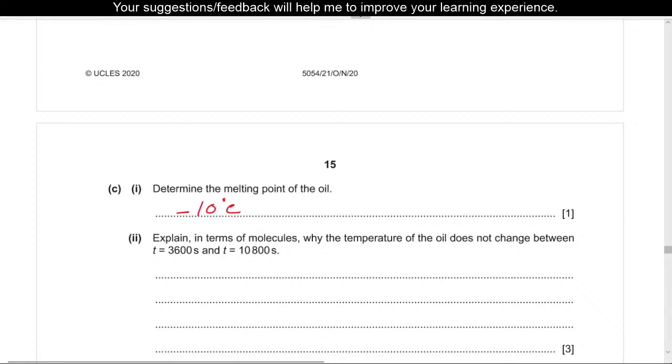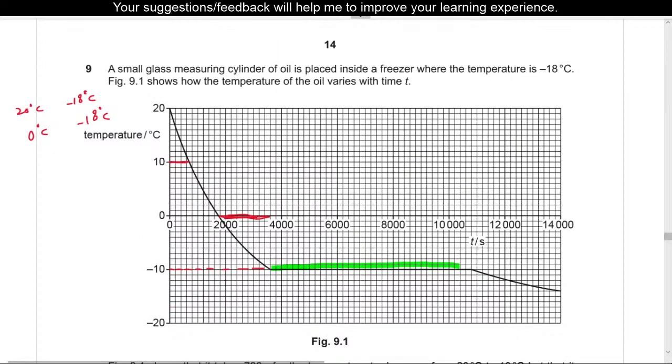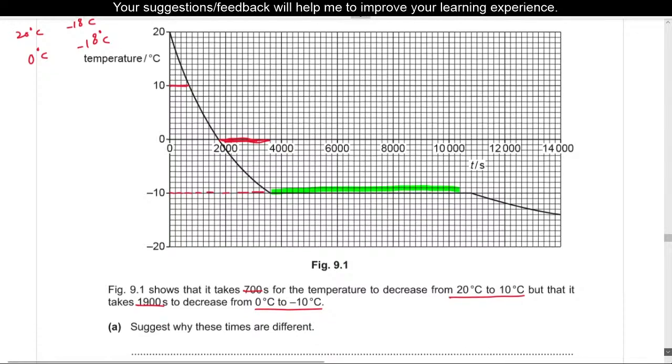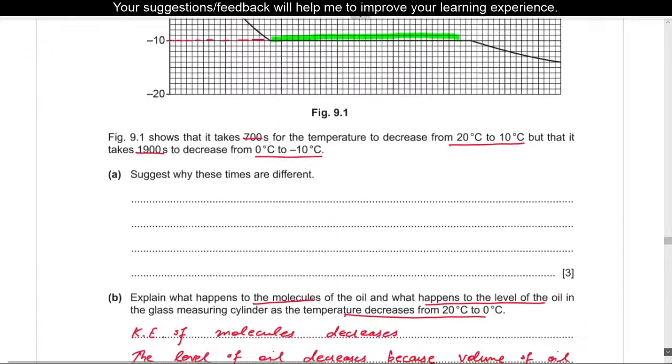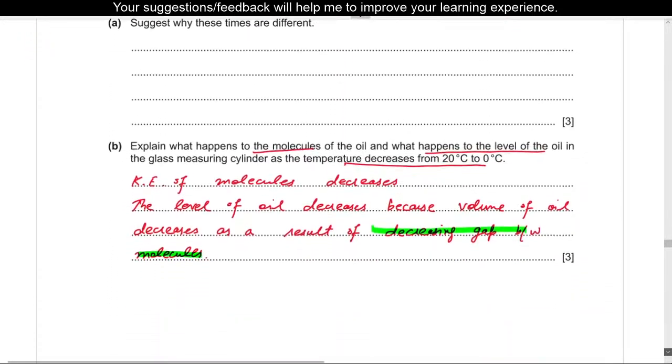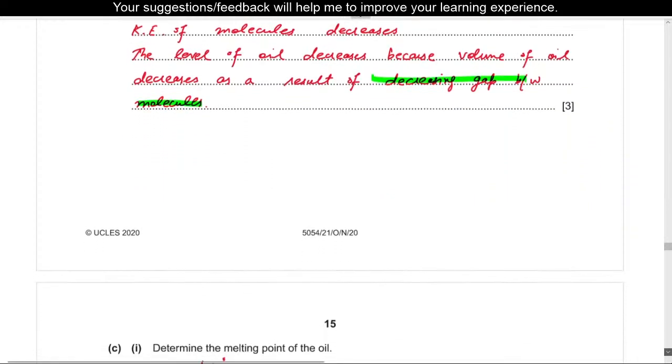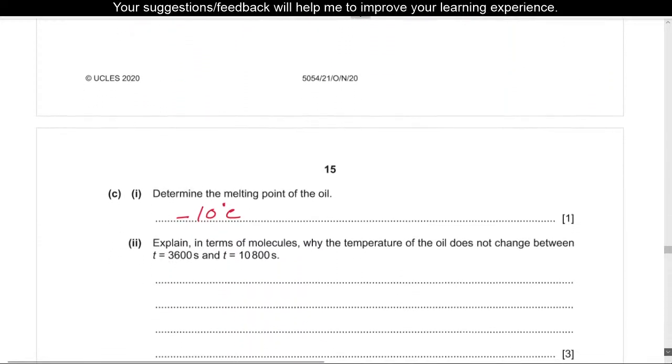Okay. Part 2, explain in terms of molecules why the temperature of the oil does not change between time 3600 seconds and time 10,800 seconds. So if you see in the graph, this time is this one, the horizontal straight line. So we have to tell the reason in terms of molecules.